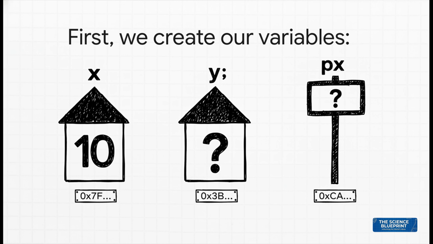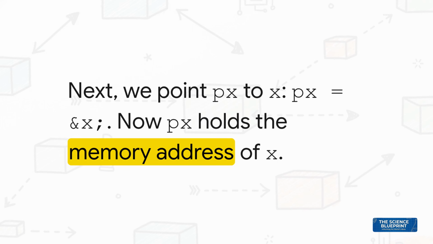An integer x that's holding the value 10, another integer y that's just empty for now, and our integer pointer px, which isn't pointing to anything yet. First things first, we grab our address-of tool. We use the ampersand on x to get its address, and we store that address inside of px. So now px knows exactly where x lives in memory.